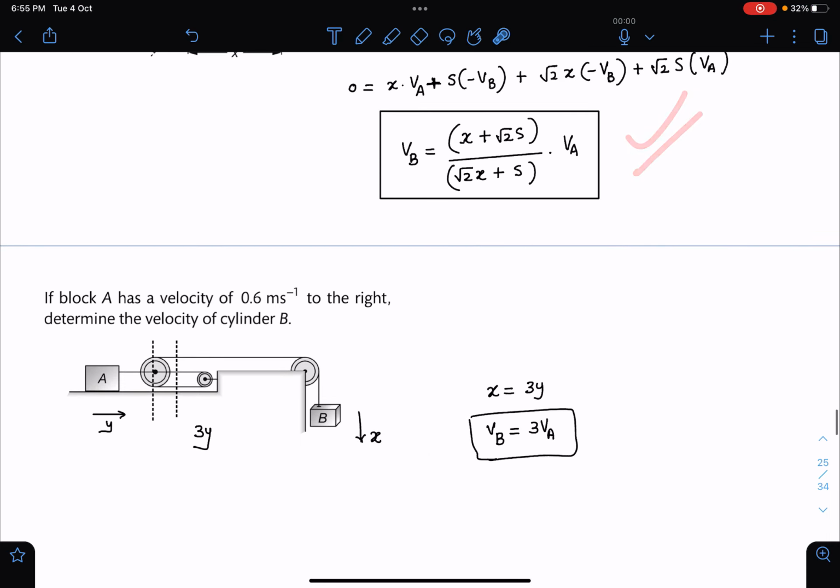Next, this question, same logic we will apply here. This is moving down by x. So this is y, this is y, this is y. So a total of 3y length will be lost from here, and that will be gained by this. So x equals 3y. So in this case, I can say VB is equal to 3VA.